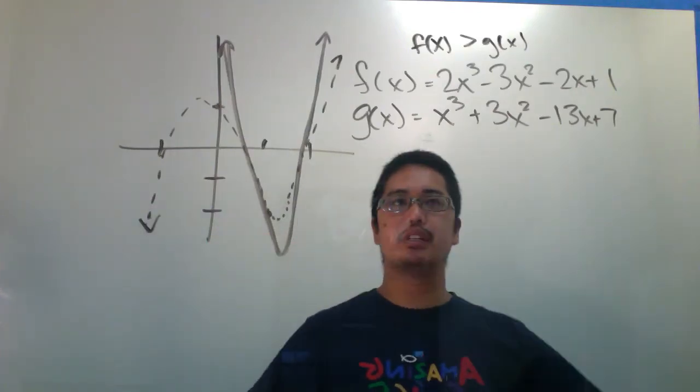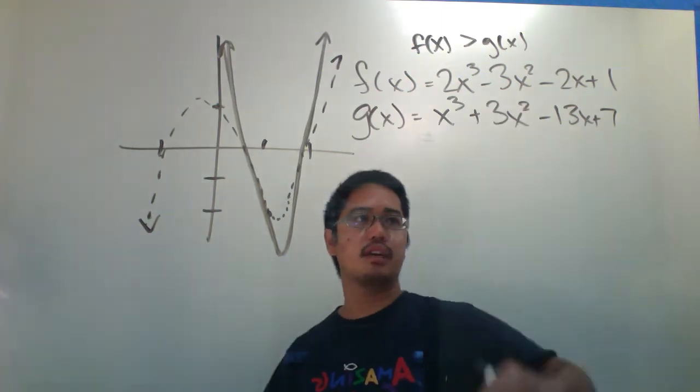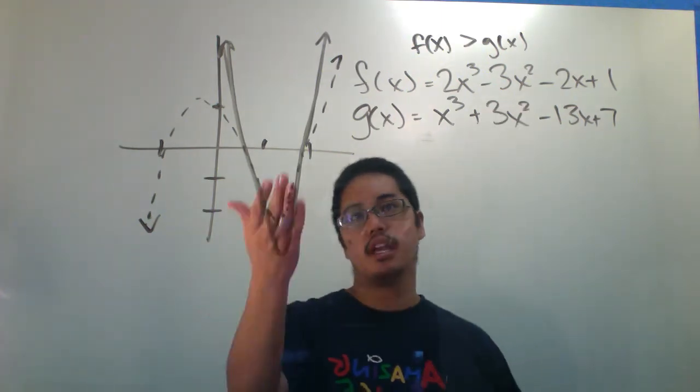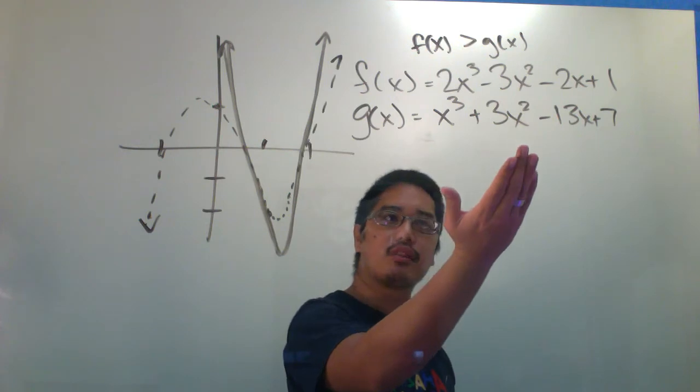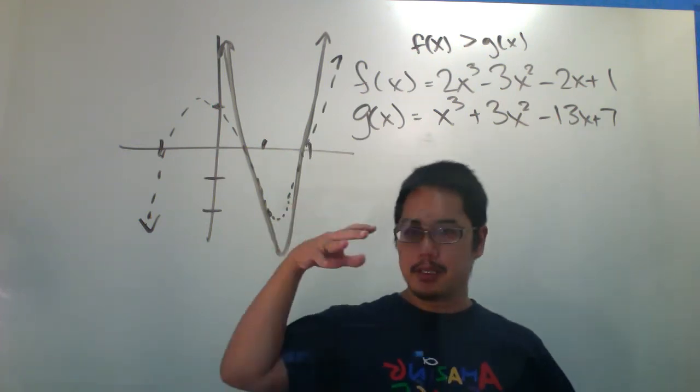All right, here's the problem we're going to be doing. I've got f of x equals 2x cubed minus 3x squared minus 2x plus 1, and g of x equals x cubed plus 3x squared minus 13x plus 7. Here's what else I have.